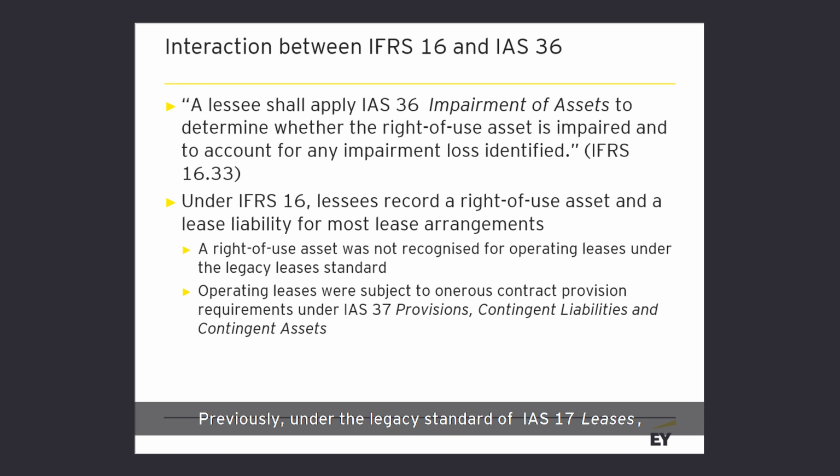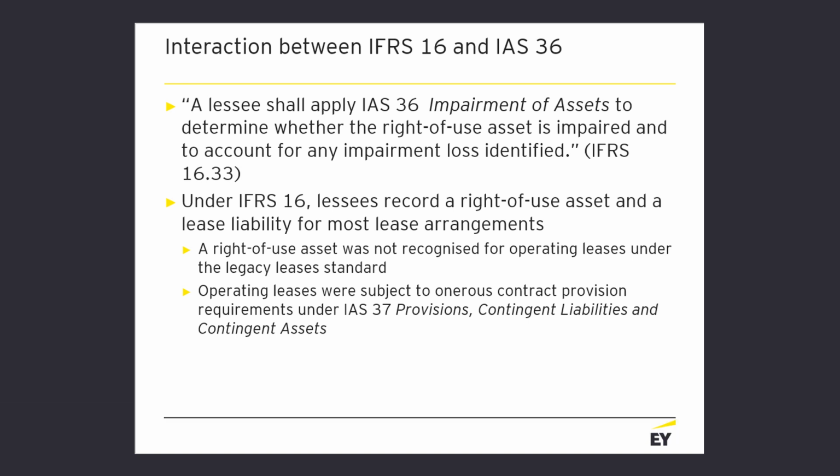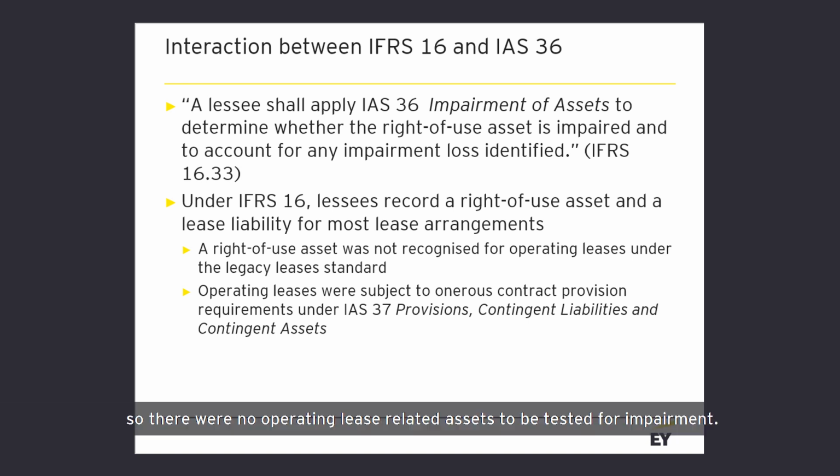Previously, under the legacy standard of IAS 17 Leases, no such assets were recognized for operating leases, so there were no operating lease-related assets to be tested for impairment. These lease payments were included in the cash flows of the related cash-generating unit or CGU when appropriate. Operating leases were subject to onerous contract provision requirements of IAS 37, Provisions, Contingent Liabilities and Contingent Assets.